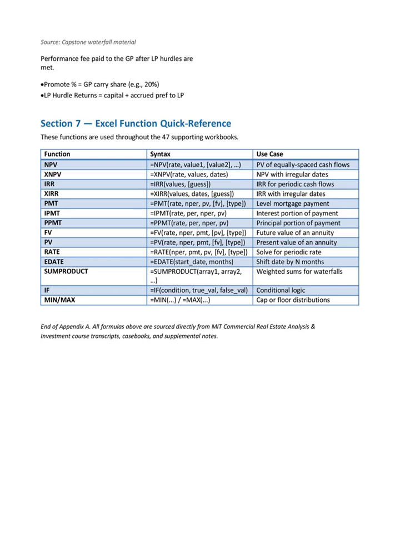Then section 7, the Excel function quick reference. NPV, XNPV, XIRR, PMT, IPMT, PPMT, FV, PV, RATE, EDATE, SUMPRODUCT, IF, and MAX. Each function with its syntax and use case. Use these in any underwriting workbook.